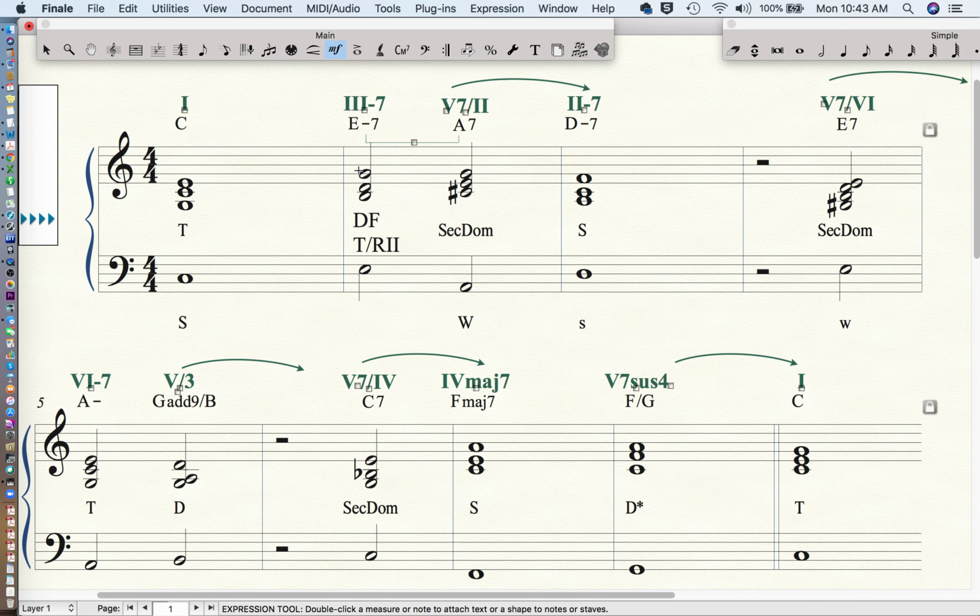Okay, so there's our related ii, our secondary dominant, and our target chord. What's our target chord over here? It's A minor. So here is our secondary dominant. Of course, we have our arrow. What is our related ii going to be?